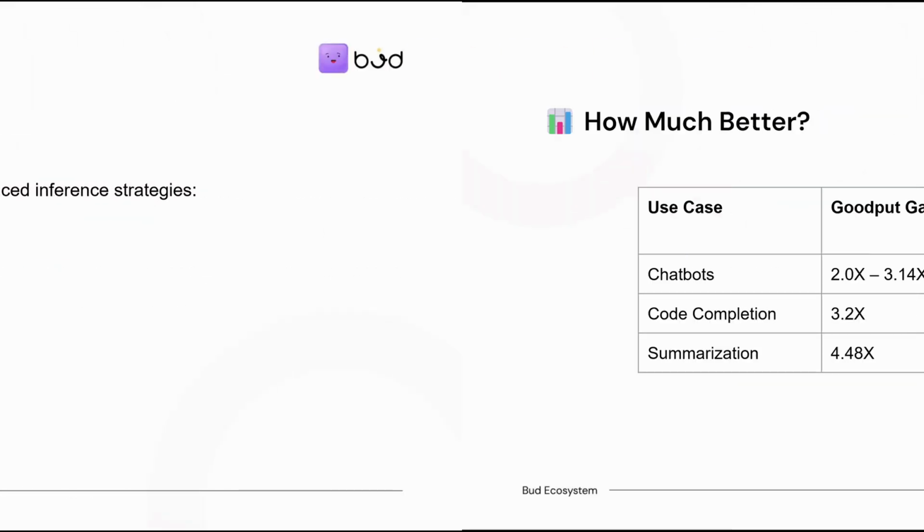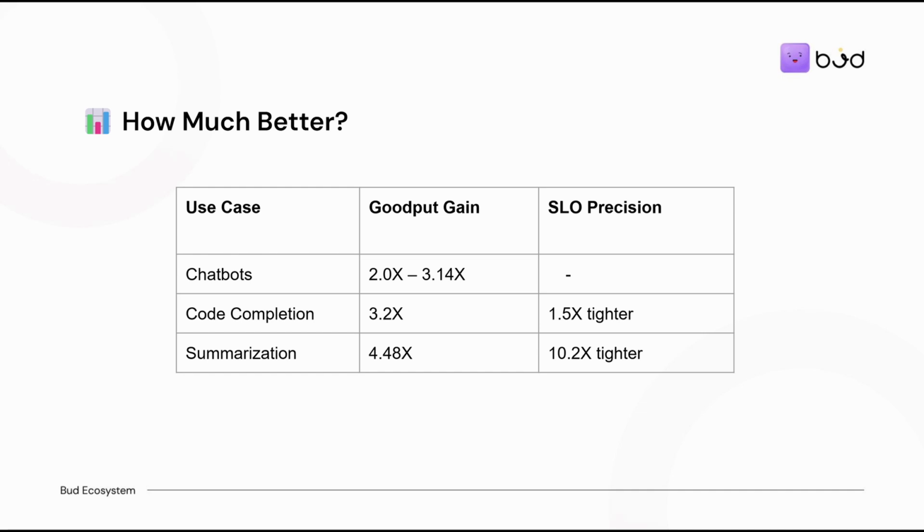Just to give you an example, BUD templates for chatbots improve Goodput by 2 times to 3.14 times compared to a randomly selected custom SLO. For code completion, Goodput is 3.2 times higher with a 1.5 times tighter SLO, as BUD templates automatically activate disaggregated prefill and decode. For summarization, BUD templates deliver 4.48x higher Goodput and enforce a 10.2x more stringent SLO, thanks to automatic use of disaggregated prefill and decode, along with efficiency gains from balanced SLO configurations.